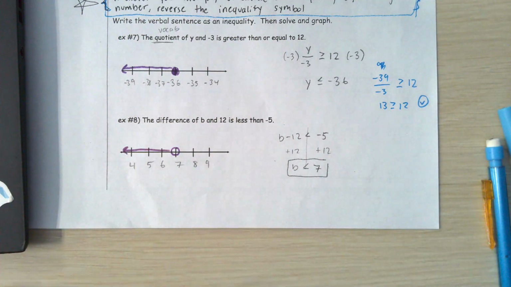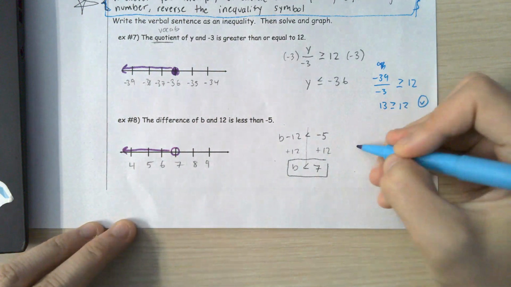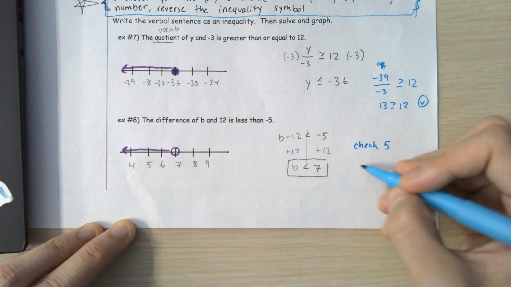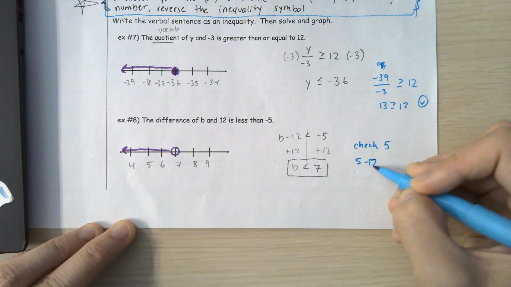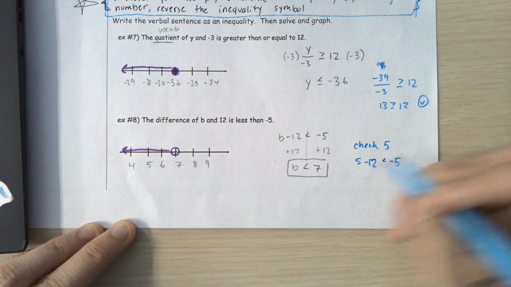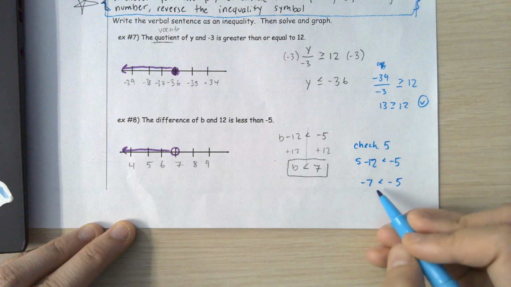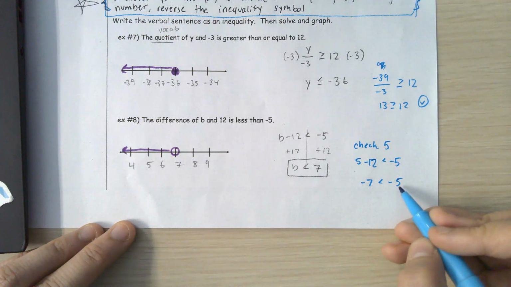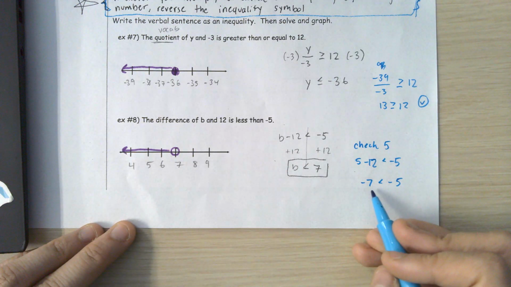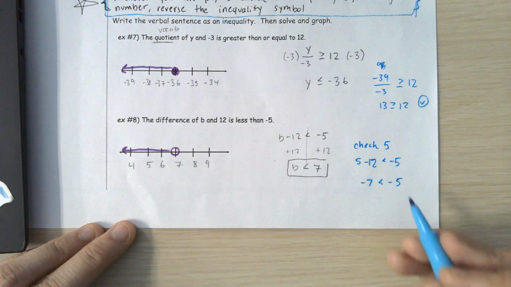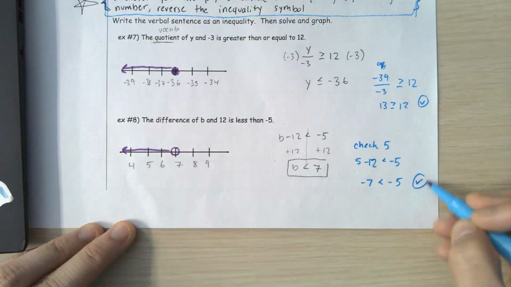and then let's check. We're going to check 5. So 5 minus 12 is less than negative 5. So 5 minus 12 is negative 7. Negative 7 is more negative than negative 5, right? If I owe someone $7, that's more than if I owe them $5, right? That's more in the negative. So I did this correct.